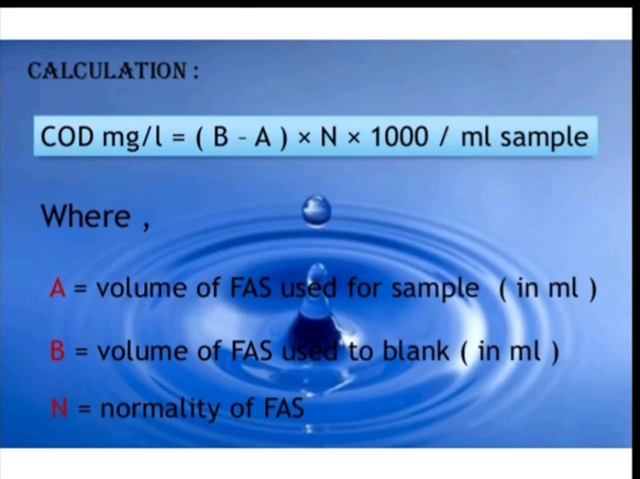So just write N equal to 0.05 normal into 1000 divided by ml of sample, that is we have taken around 5 to 50 ml. Just write this value here and calculate the COD in milligrams per liter. By this way we can so easily calculate the dissolved oxygen and the chemical oxygen demand from wastewater or any water bodies.